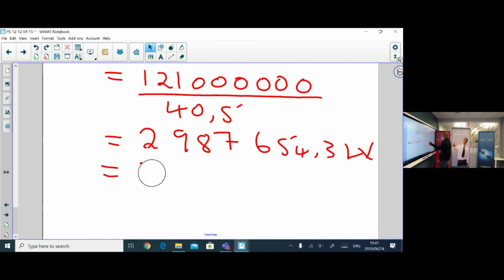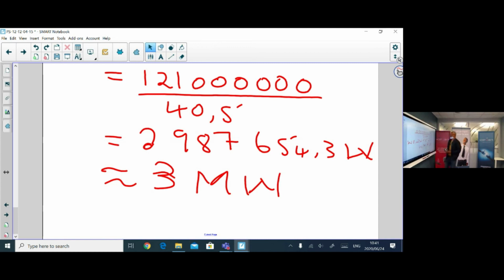Let us leave it like this, or you can say let me just put it 2.3. This is 3 megawatts. Let me just correct it. It is 3 megawatts. All right, where is it coming from?